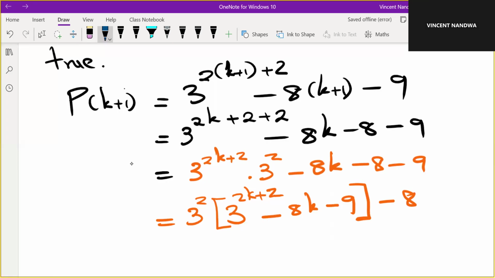So the first term, 3 power 2 times 3 raised power 2k plus 2, agrees with what we have in the previous step when you open the brackets, okay? But now here, I have 3 power 2 affecting minus 8k. Are you seeing that? 3 power 2 is which number? 9. So it's like I have 9 times minus 8k, okay? So how do I balance so that I don't affect the terms with k in the previous step?